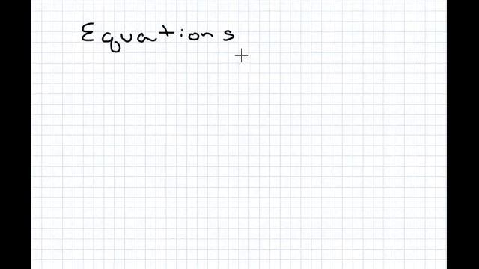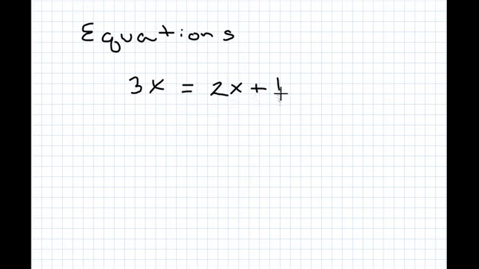Alright, in this section here we're going to be talking about equations. An equation is a statement where two algebraic expressions are equal. Here's an example. Let's say we've got 3x and we're going to set it equal to 2x plus 1. So this is an equation. 3x is an expression, and 2x plus 1 is an expression, and we set both of our expressions equal to each other and we get an equation.